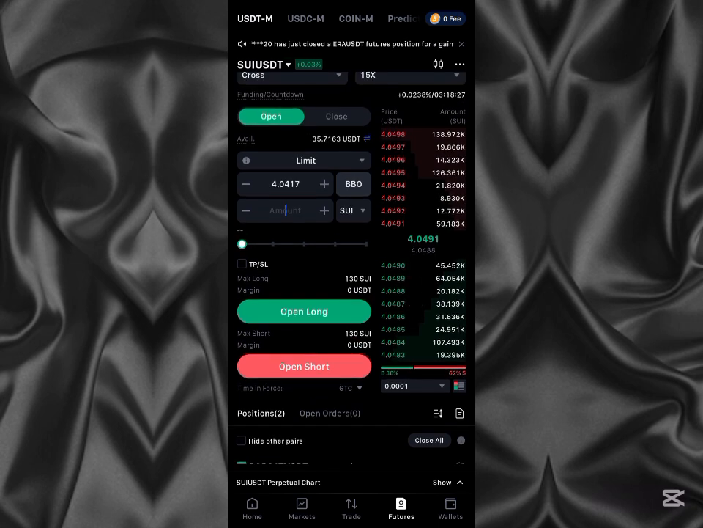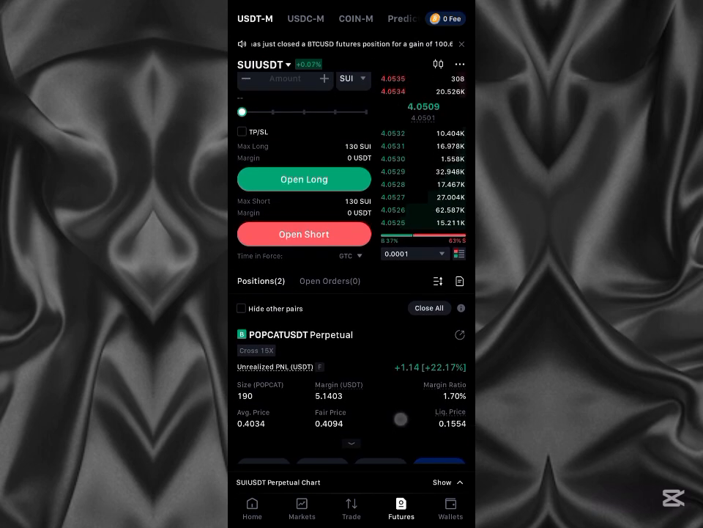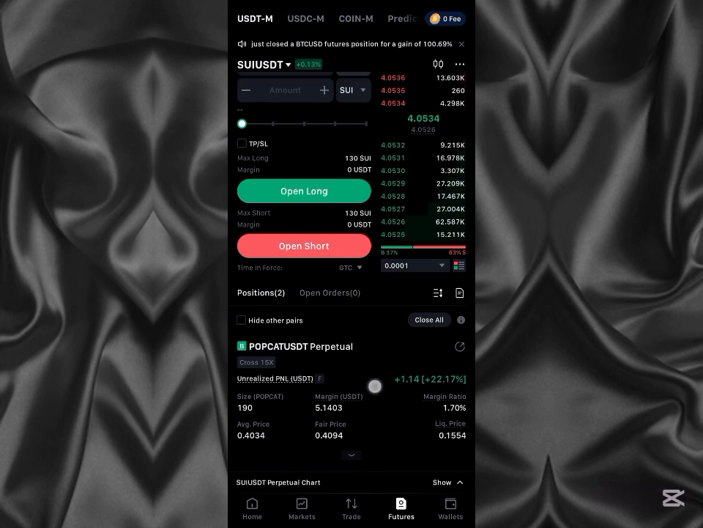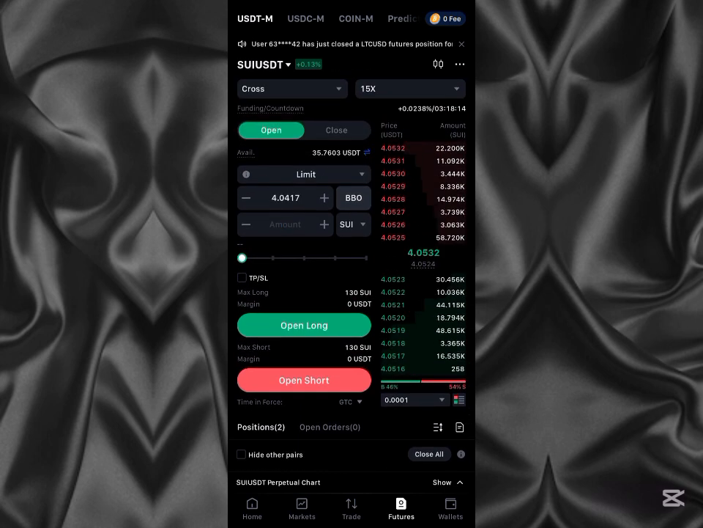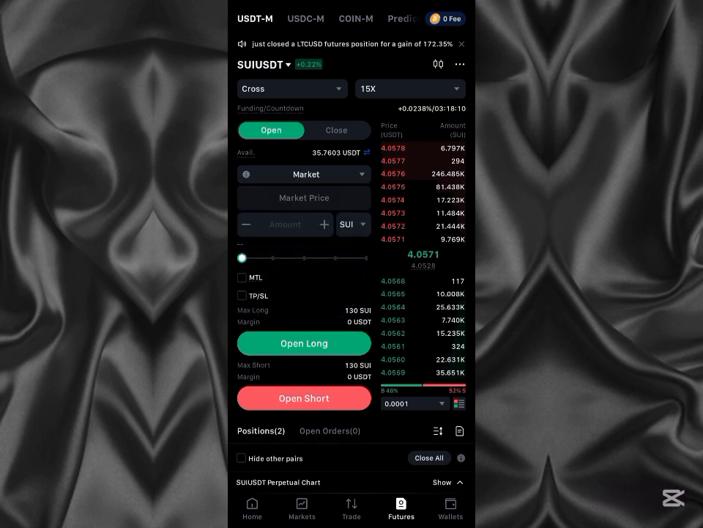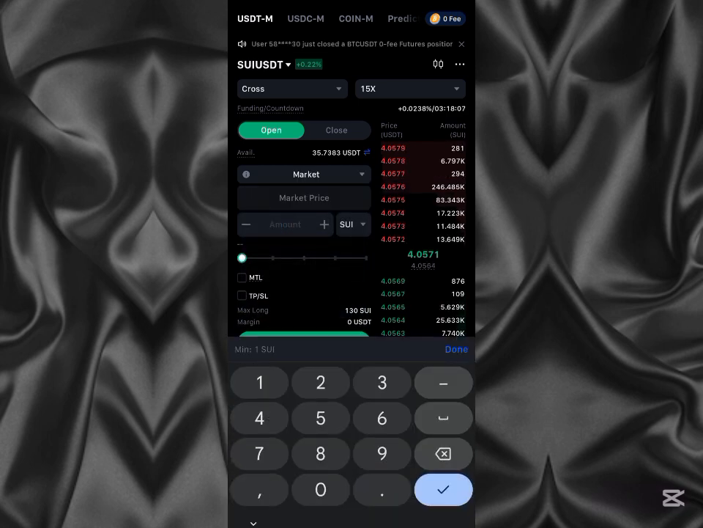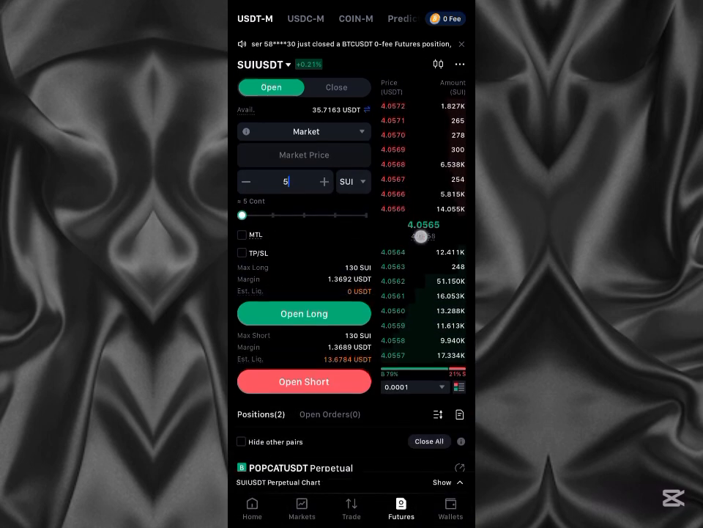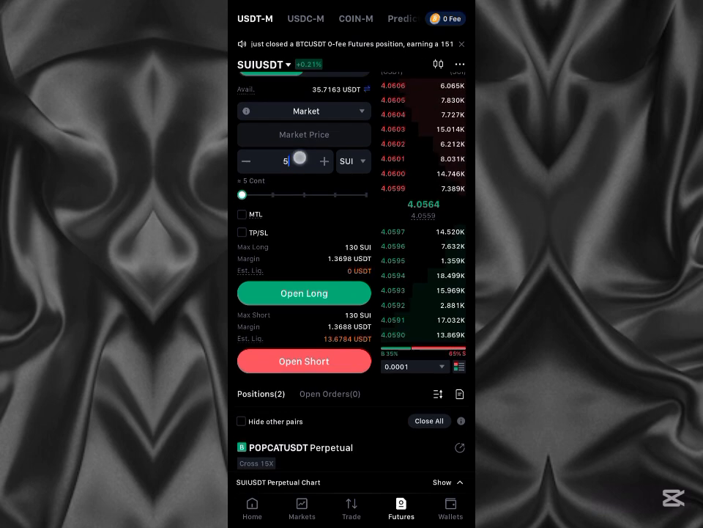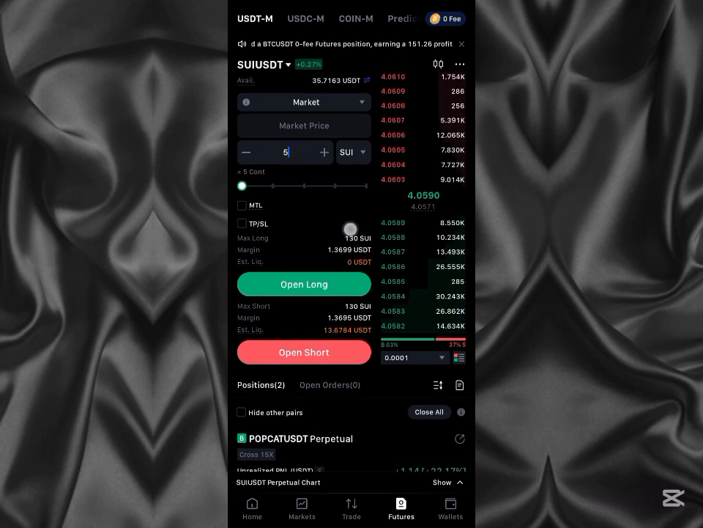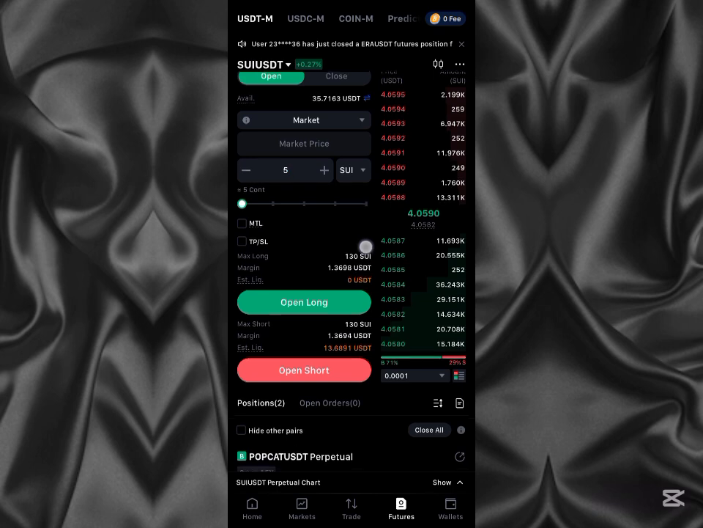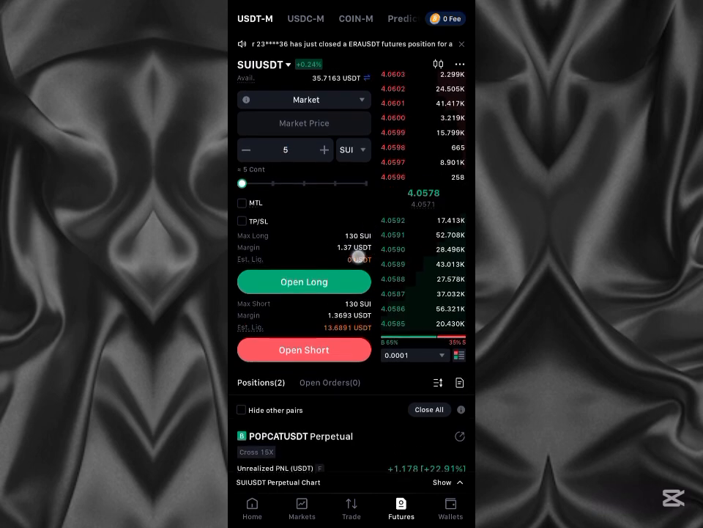So let's go ahead to place a trade so I can explain to us the various components of the trade. I already have a trade running here that's on PopCat, right? But let's place one so you can get to know how to place. So because of this video, I'll just be using market order to place this trade. If you put in the amount of SU you want to use, you can get to see the equivalent in USDT. You can get to see your liquidation price.